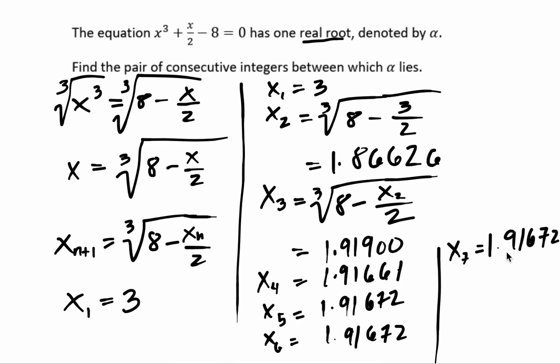So 1.916 is a decimal number in between the consecutive integers 1 and 2. So this is now your answer, 1 and 2. Okay, so that's how you want to do this.